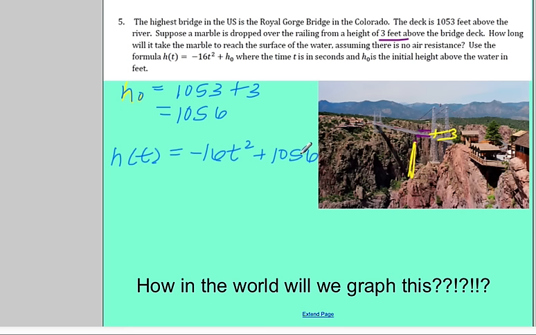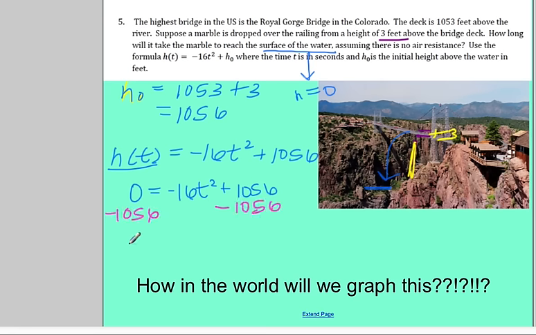In this case, we want to know, when will the marble reach the surface of the water? Okay, so if we're falling all the way down here until we hit the water, what is my height? My height is equal to 0. So my h of t is my height, so I set it equal to 0. This one, we can go ahead and solve algebraically. I'm going to subtract 1,056 from both sides. I'm going to go ahead and divide both sides by negative 16.